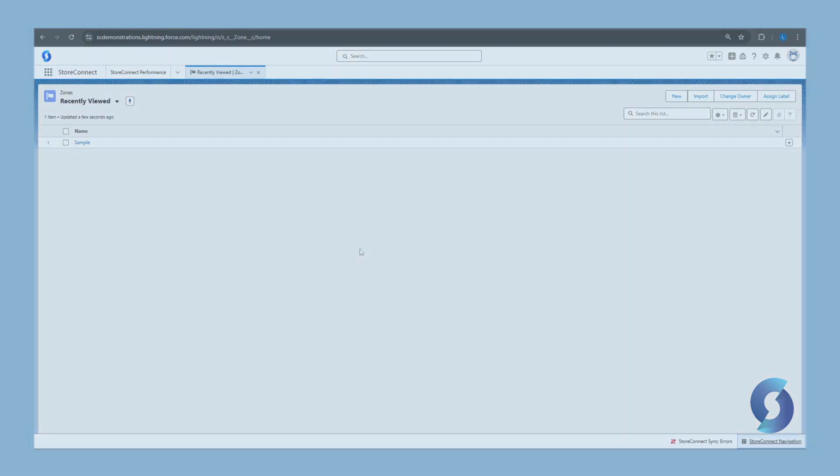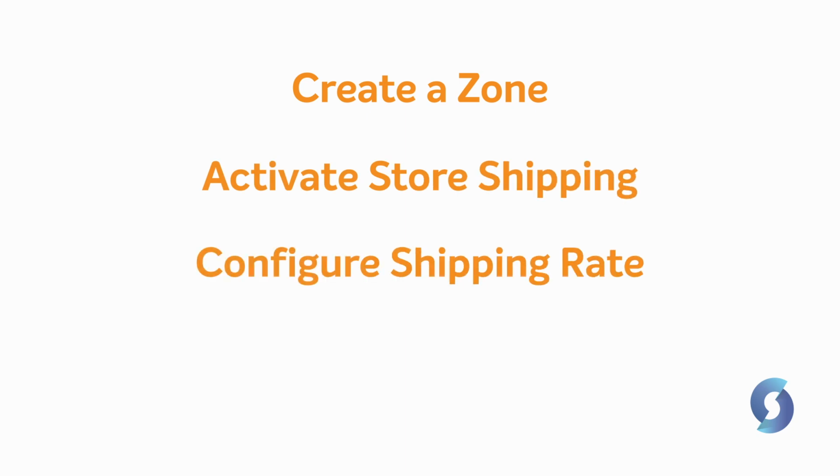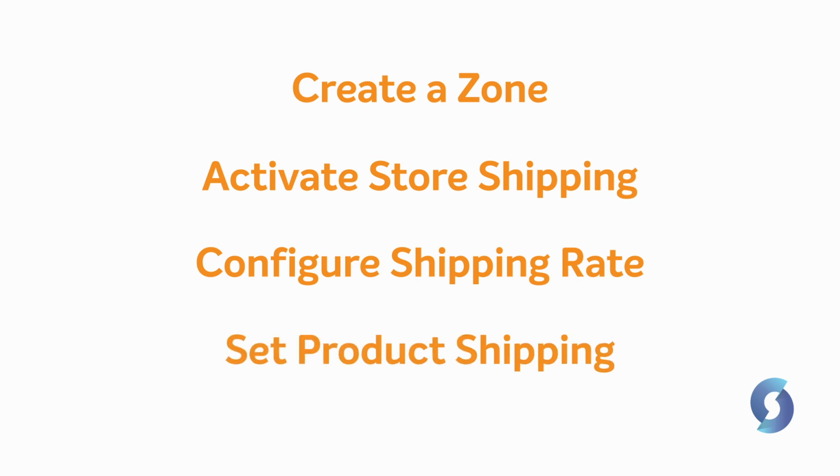Okay, so there are a couple of steps here. First of all, we need to create a zone which our shipping rate will apply to. Then we need to activate shipping as a whole on our store. Then we need to set what the shipping rate is. And finally, we just enable our products to use the shipping rate.